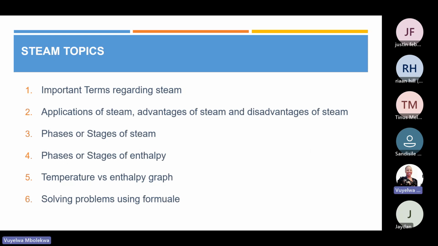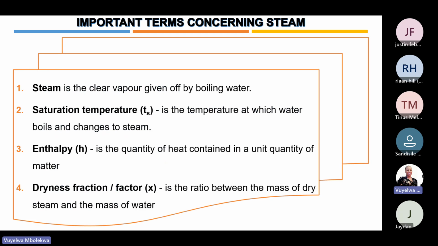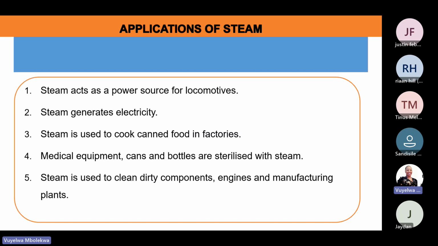So this is the theory we covered in N2. We looked at important terms regarding steam, advantages of steam, applications of steam, and disadvantages of steam, phases of steam, phases or stages of enthalpy, the temperature versus enthalpy graph, and solving problems. So here they give you some of the definitions which you've covered already in N2.